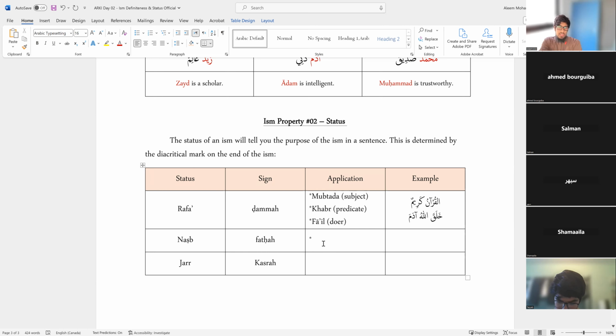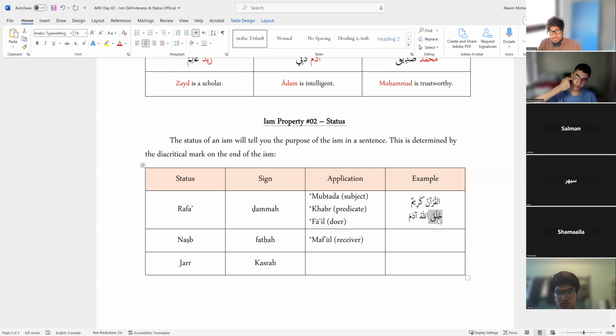Okay, so for the nasb, the one that we've studied so far is the maf'ul, right? Which is our receiver, the one who's receiving the action. So if I put forward this example again, خَلَقَ اللَّهُ آدَمَ, then our receiver is going to be Adam. How do I know it's my receiver? Because it has a fatha on the end, therefore it's in a state of nasb, right?